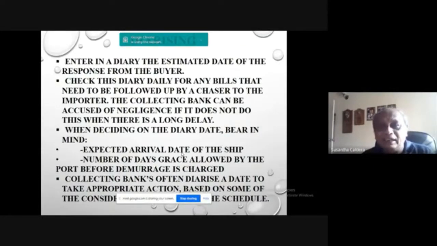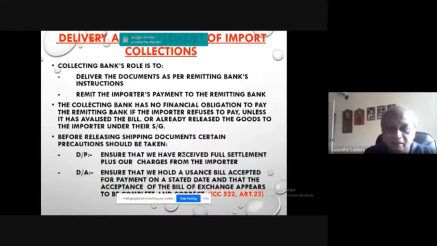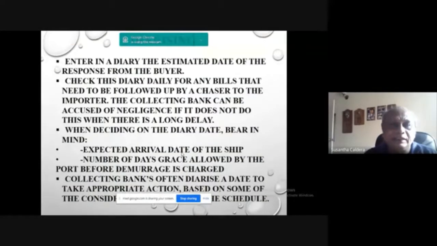Enter in a diary, diarizing, right? The estimated date of the response from the buyer. මේ ඔක්කොම අපිට දැන් system එකේ තියෙනවා. So I will not go into details, but you can read this, right? You can extract various information from the system, and you can call for any type of diary records.